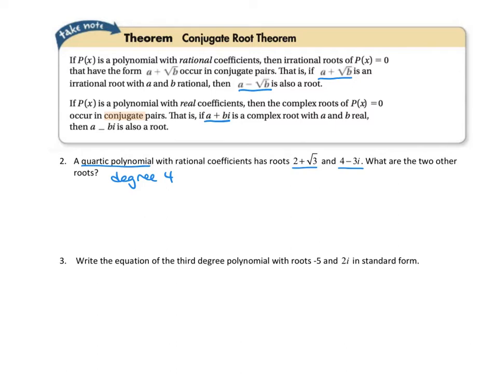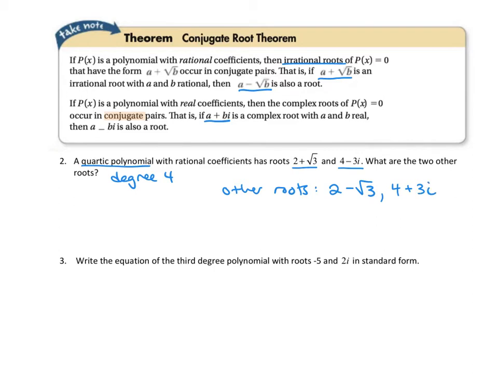So 2 plus the square root of 3 is an example of an irrational root because we see that square root. Its conjugate is the same expression with the plus changed to a minus. So the other roots of this polynomial are going to be 2 minus the square root of 3. And the other root, 4 minus 3i, is a complex root. Its conjugate is the same expression with the minus changed to a plus. So we would have 4 plus 3i.